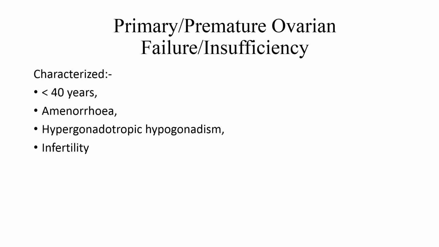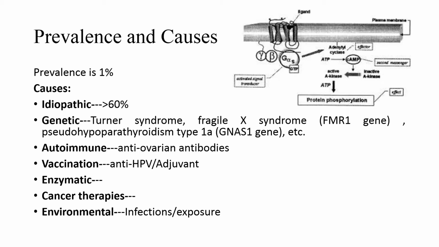Then another characteristic would be the presence of infertility. So if these things, amenorrhea, hypergonadotropic hypogonadism and infertility, occur before 40 years of age in women, then we say it is premature ovarian failure. The prevalence of POF is 1%, and most of the time the causes are unknown. They remain idiopathic type of POF.